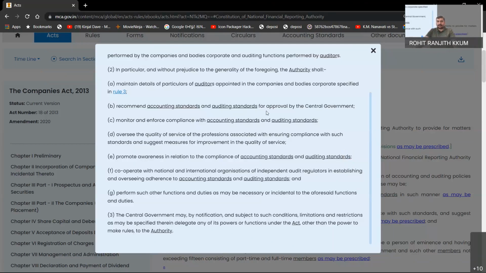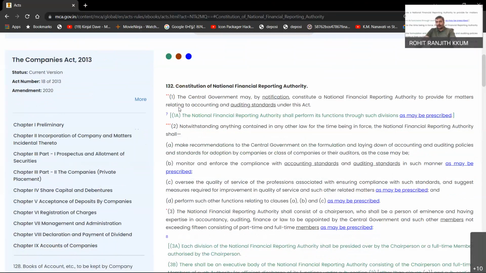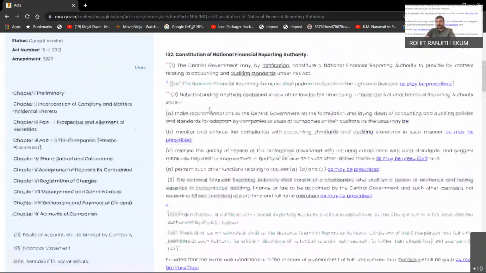ठीक है, so let's go with the next point over here after this. So guys, I hope subsection 1 is clear along with functions. Subsection 2 को पढ़ते हैं. What subsection 2 is trying to say?